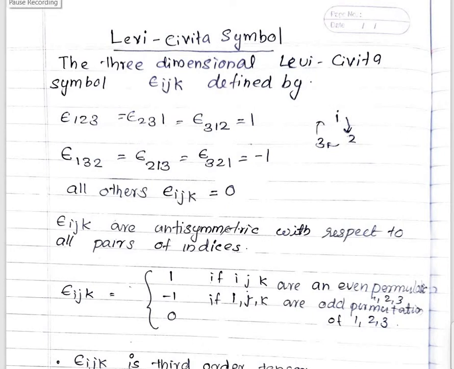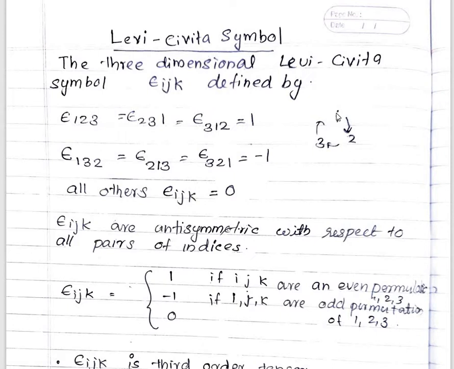Levi-Civita symbol. The three-dimensional Levi-Civita symbol is notated by epsilon ijk. It is defined as epsilon 1, 2, 3 is equal to epsilon 2, 3, 1, that is equal to epsilon 3, 1, 2, that is equal to 1. 1, 2, 3 in the cyclic form.